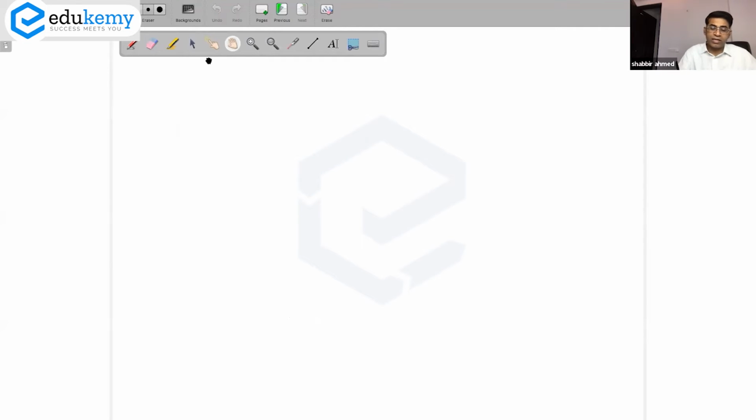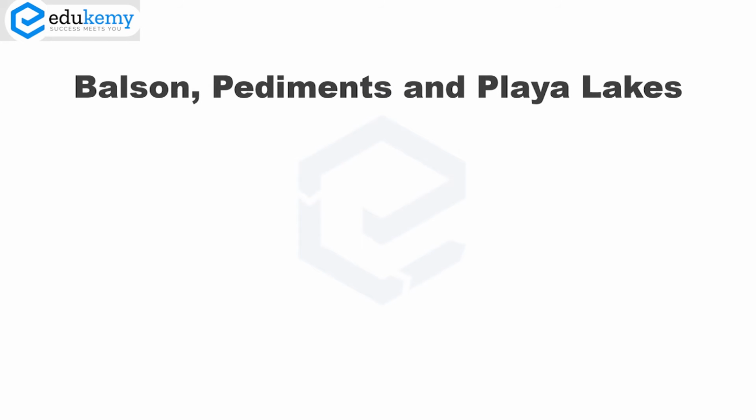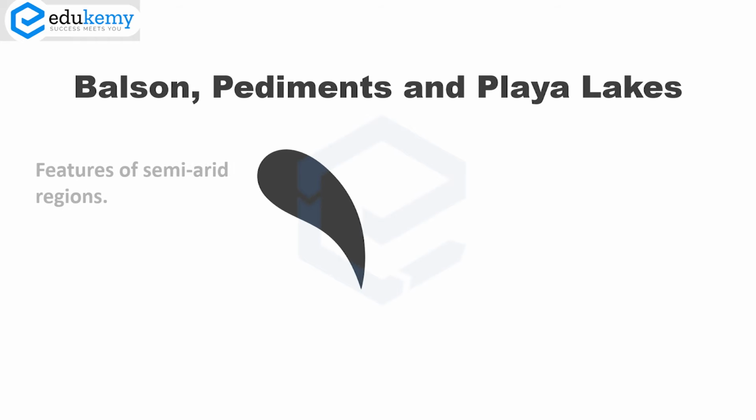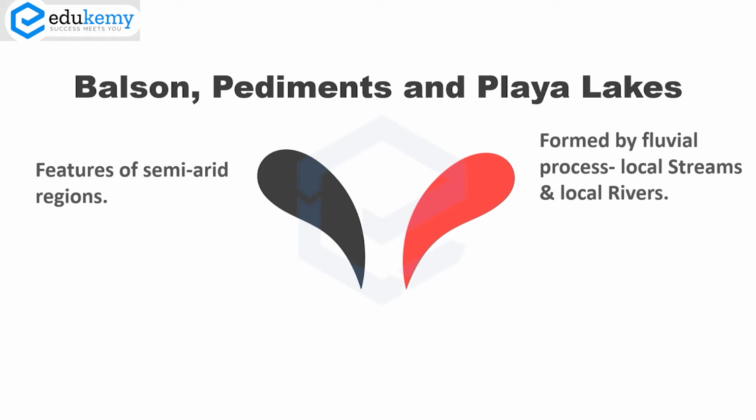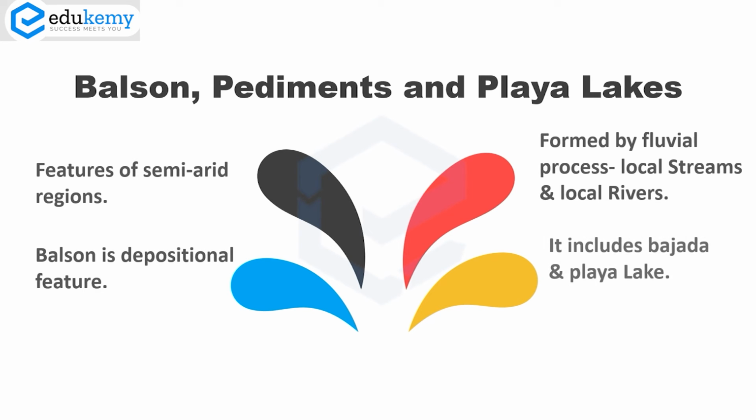The more important discussion is discussing Bolsons, pediments and playa lakes. This could be a proper question. So these are again features of semi-arid regions. They are formed by fluvial process, formed by local streams and local rivers. Now, Bolson is a depositional feature. It includes Bahada and the playa lake.